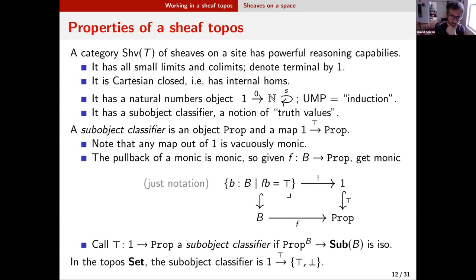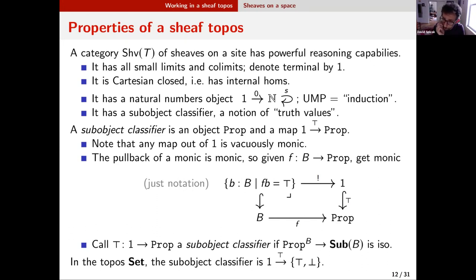Basically what it says is, first of all, any map out of one is automatically monic. You can find that from the definition. And the pullback of a monomorphism is a monomorphism. So when I pull this true back along any f, I get a monomorphism. And if that process is inverted, is an iso, then Prop is called a subobject classifier. What it means is if I have a subset of B, I can get a function from B to true-false that sends everything in the subset to true and everything outside the subset to false. And I can recover my subset as those things that went to true, obviously.